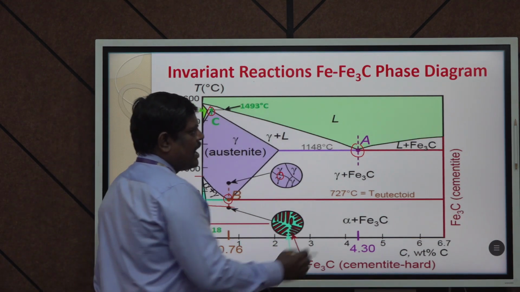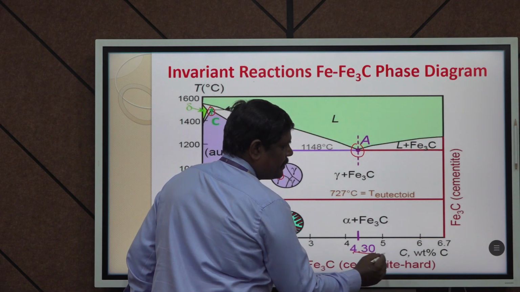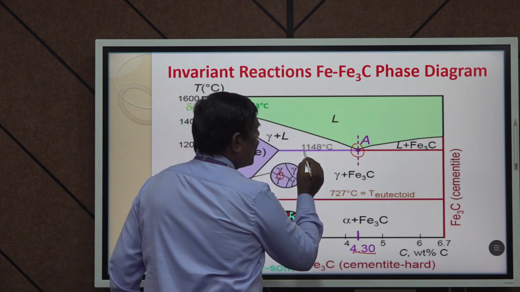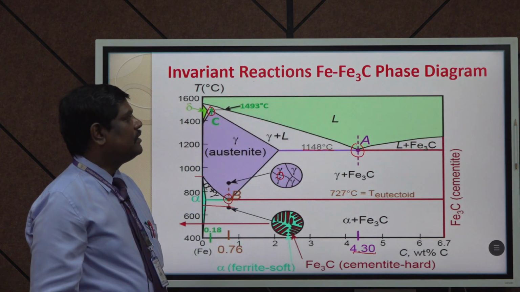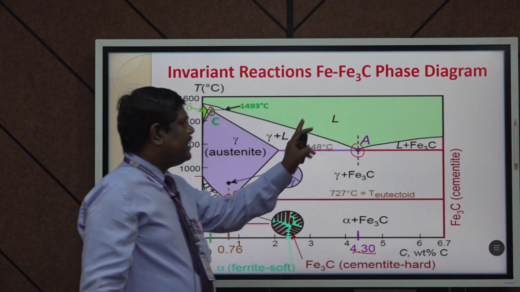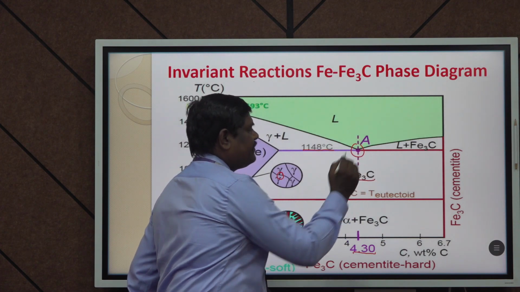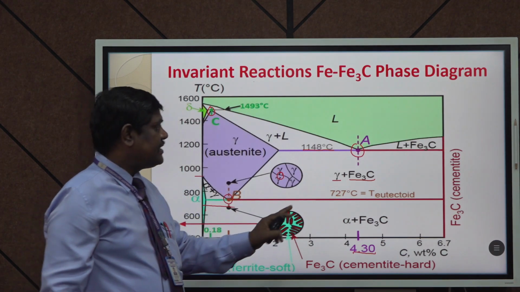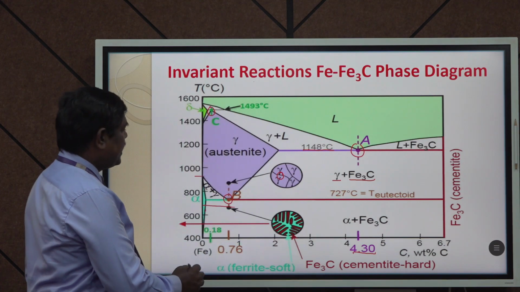So, exactly at the point A, that is approximately 4.3% carbon addition and at a temperature of around 1148 degree centigrade, you have the eutectic point. At the eutectic point you have a liquid phase, and that liquid phase is converted into 2 solid phases. This gamma we call the austenite state, a solid state, and this is also a solid state.